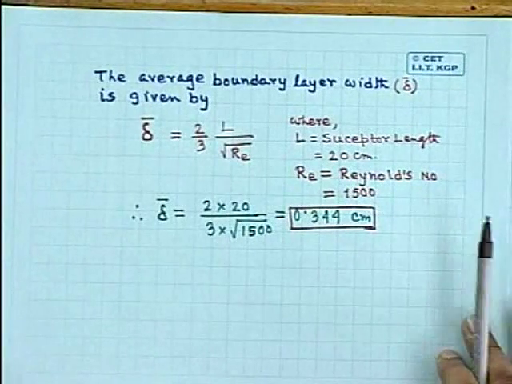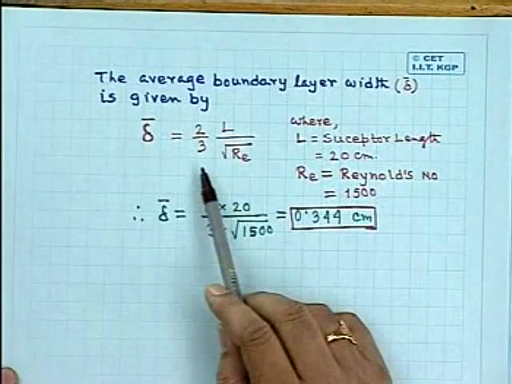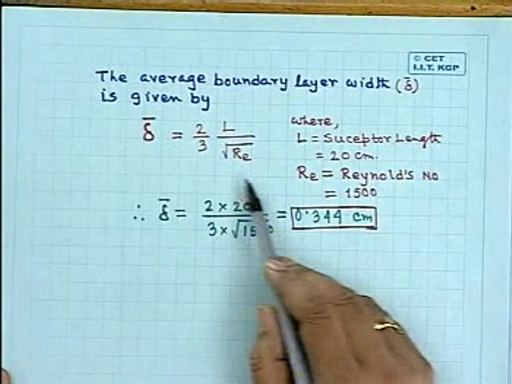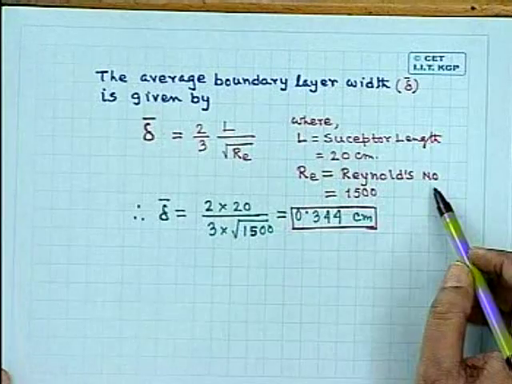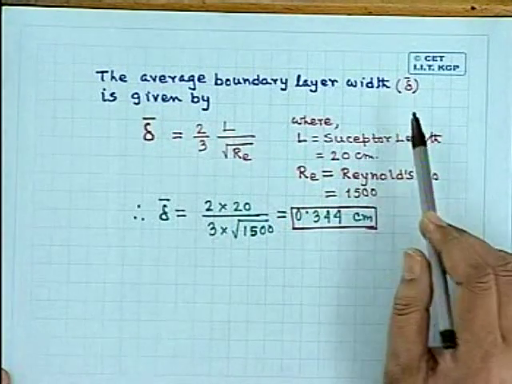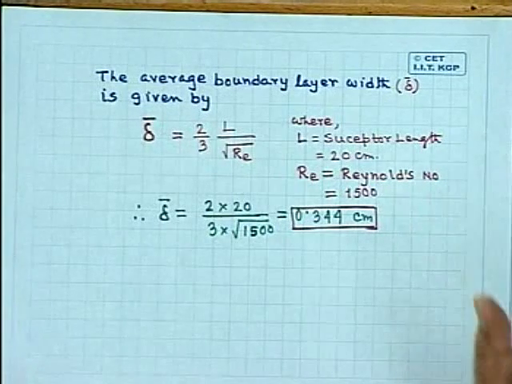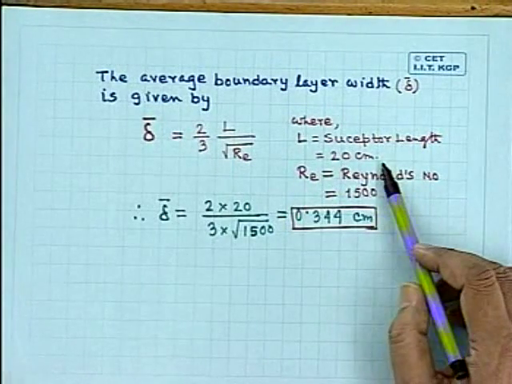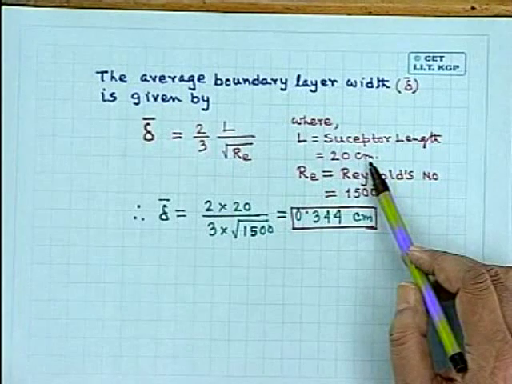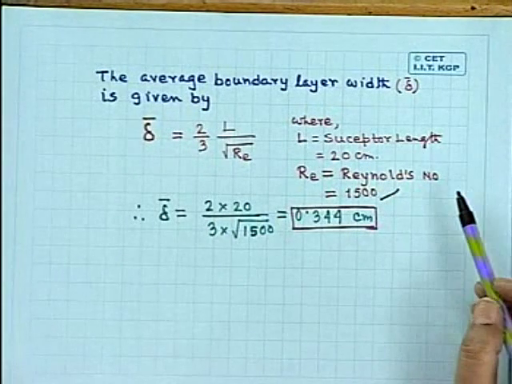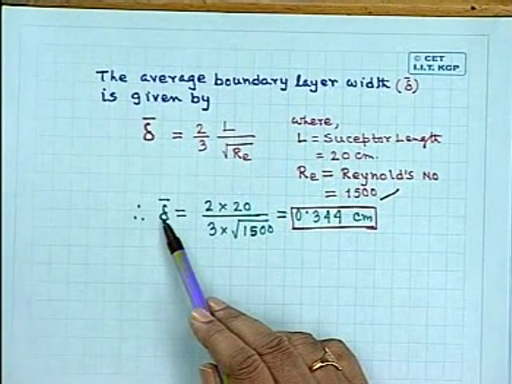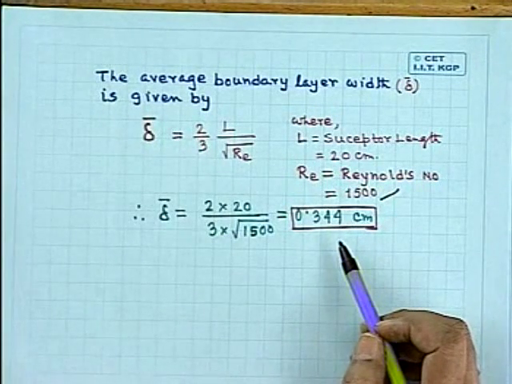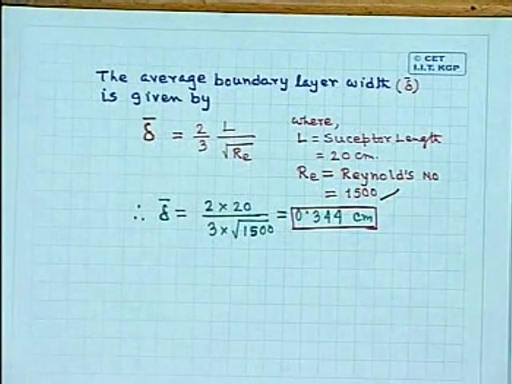The average boundary layer width, the delta bar, is given by 2/3 L by under root Re, where L is the susceptor length and Re is the Reynolds number. So the boundary layer width depends on two parameters: one is the Reynolds number and the other is the susceptor length. Here those two parameters are given. L is 20 centimeter and Reynolds number is 1500. So if you put these values in, the average boundary layer is 0.344 centimeter.